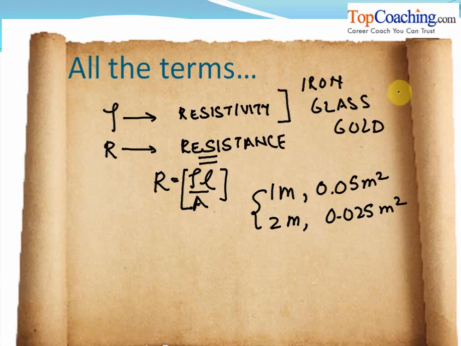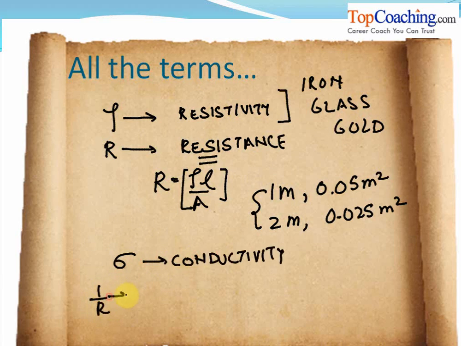Understood? A very similar difference occurs between sigma, the conductivity, and 1 by R, which is also represented by the symbol G, conductance. Conductivity is the property of the material. So again, iron has some conductivity, glass has some conductivity, and gold has some conductivity. However, conductance is different for the same substance depending on the length of the substance or the area of cross-section of the substance. Understood? So that is the difference between conductivity and conductance.